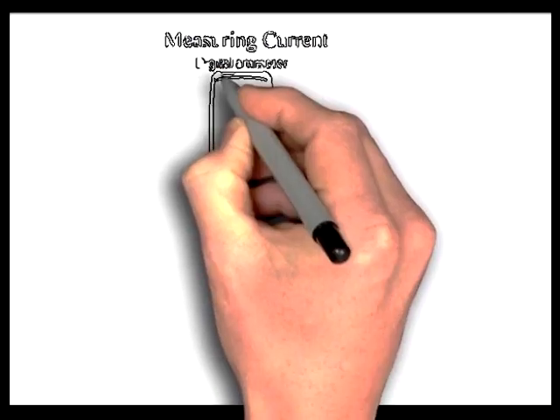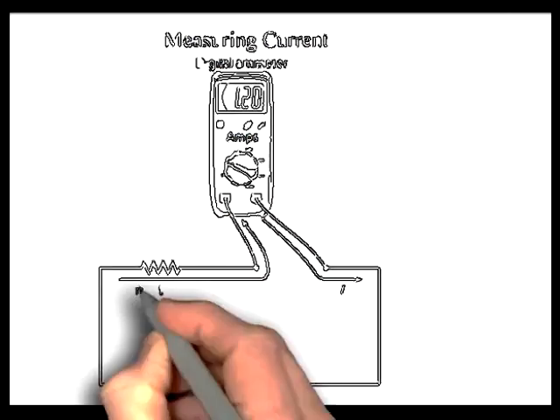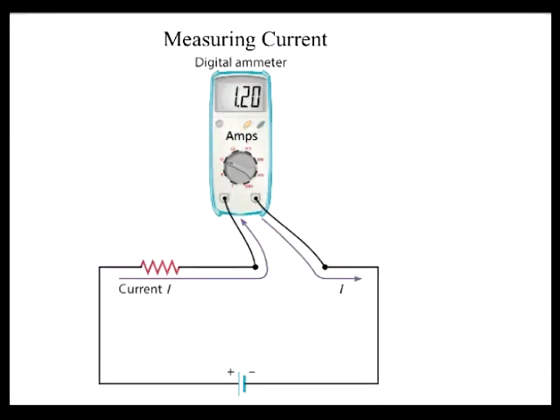When using an ammeter to measure current, the ammeter is placed in the circuit so that all of the current running through the circuit also runs through the ammeter. The way the ammeter is placed within this single loop circuit, all of the current running through the loop must go through the battery, the resistor, and the ammeter.